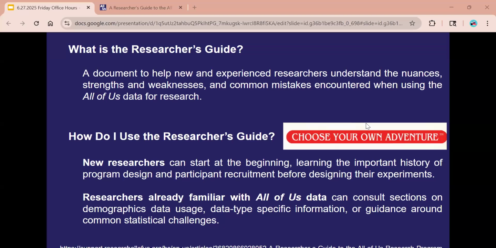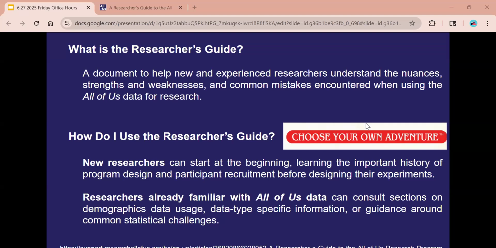If you're a new researcher or you are bringing someone in who has not used the All of Us research program before, so if you're bringing in a summer student or a new grad student or a new postdoc, I'd really recommend giving this to them and having them start at the beginning and just read through. It's a little less than 10 pages. It's not ultra dense language. And this gives a lot of the important history and background that they will need to design good experiments. This includes stuff about program design, recruitment, and again, common problems we have seen people run into.